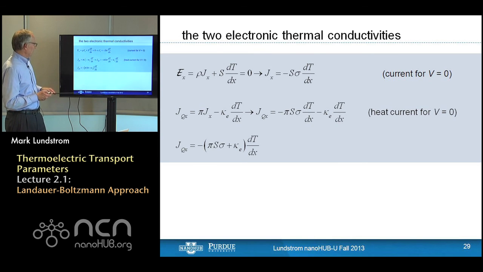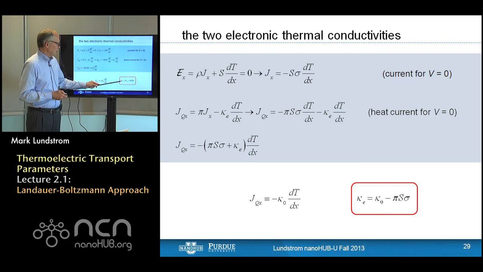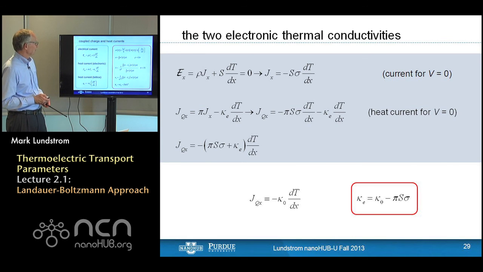And if I lump everything together, I'll find that the heat current that flows under short circuit conditions is pi, Peltier coefficient, Seebeck coefficient, electrical conductivity, plus the thermal conductivity that I'm after. By equating these two expressions, we find a simple expression between the thermal conductivity that we want in the form of the equations that we're writing and the thermoelectric conductivity that is easiest to compute. It's just given by that relation.